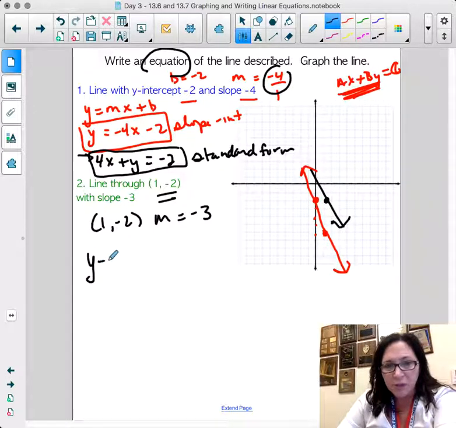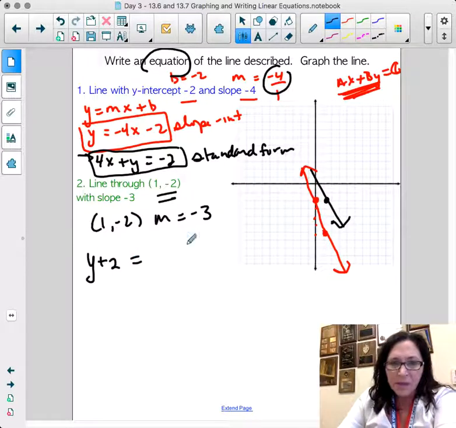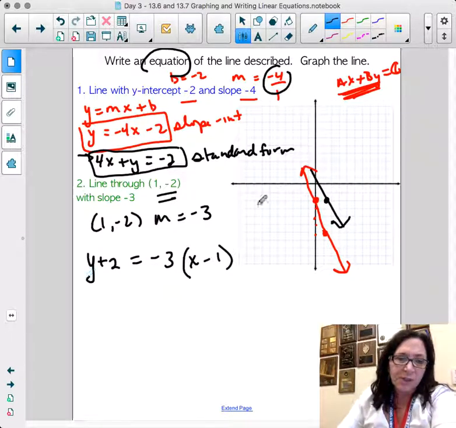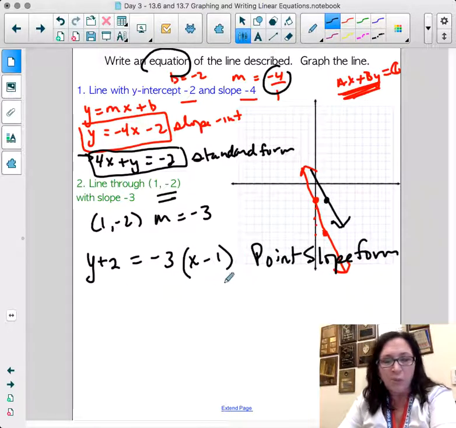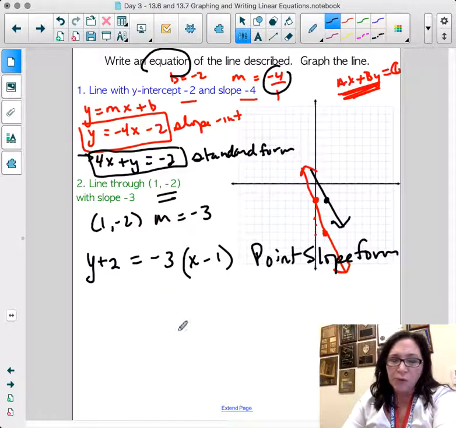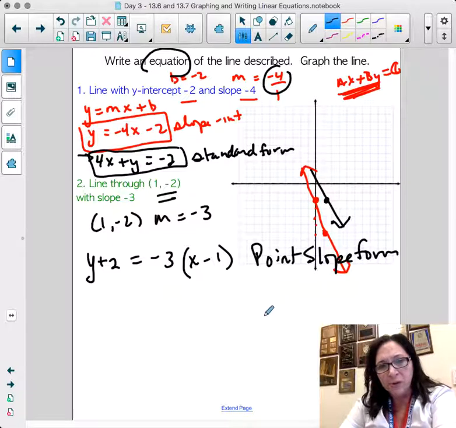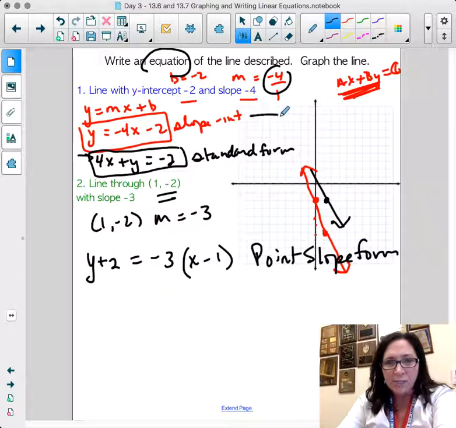So we subtract our y's. So this is y minus -2, which makes plus, is equal to my slope, which is -3. And then I have x minus 1. Now this equation is in what we call point-slope form. I would ask you to take that equation in point-slope form and transfer it to slope-intercept form. And remember, slope-intercept form, this one right here, is where you solve for y. In slope-intercept form, you solve for y.